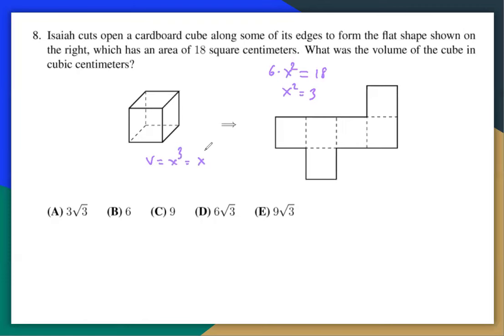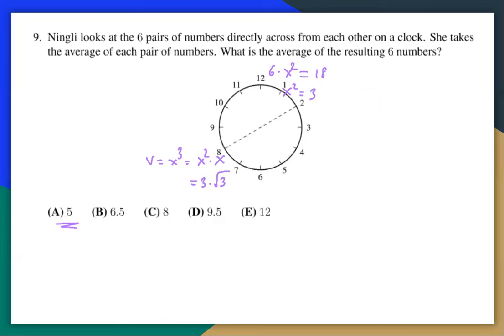So that should be x squared times x. So x squared is 3. So x is going to be root 3. So that should be choice A. Okay, so that was, I guess, easy.